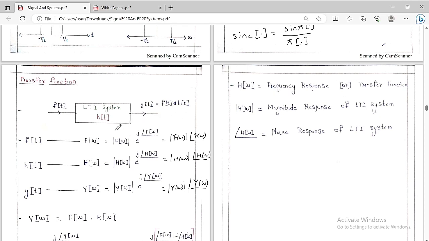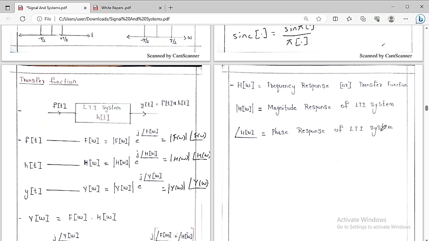So H of omega is called the frequency response, or it is also called the transfer function. And the magnitude of H of omega is called the magnitude response of the LTI system, and the phase angle of H of omega is called the phase response of the LTI system.